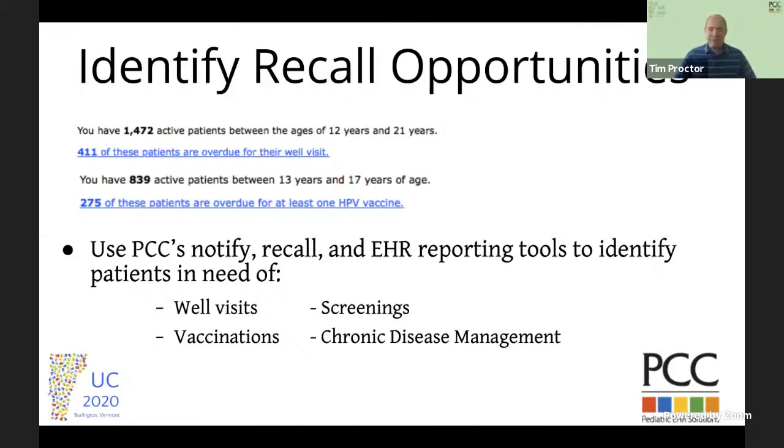And we do that for various measures, whether it's well visits or vaccines, as I mentioned, or screenings, or chronic disease management for your ADHD population and so forth. We have these lists and measures in there really as a way to identify the opportunity to recall them.